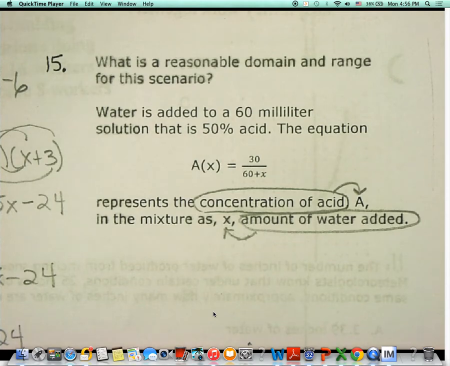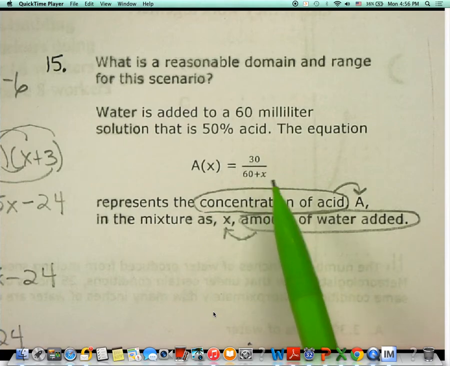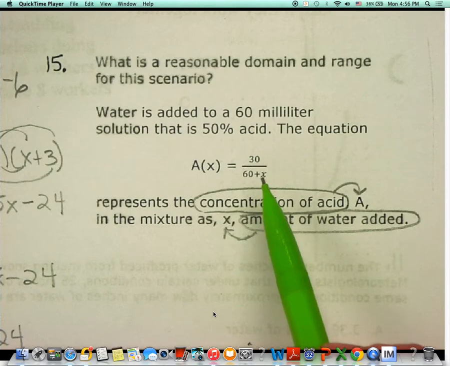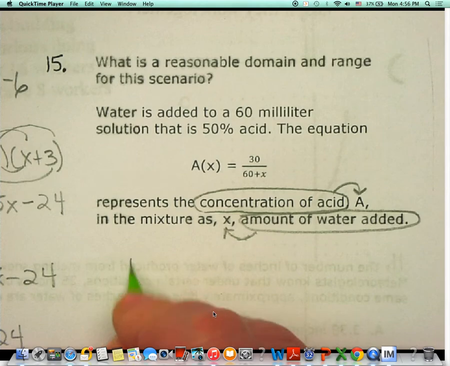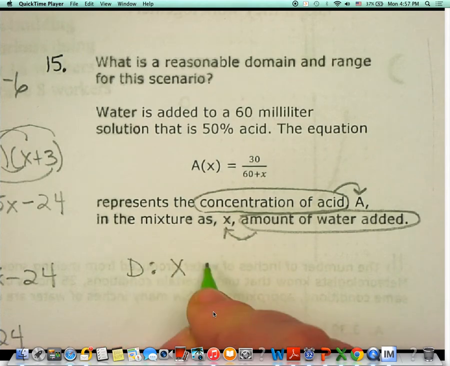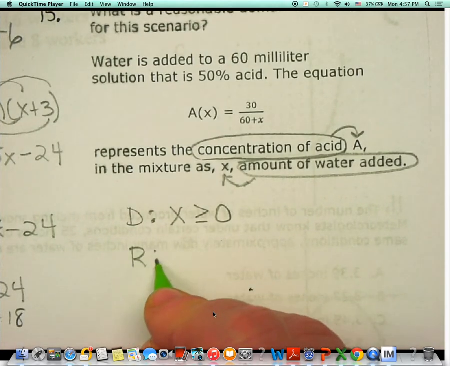Okay, so let's look at x. We're going to see what x can be. So x is the amount of water added. Can't add negative amount of water, so x cannot be negative. We could add 0 amount of water, and we could add anything above 0, like 1, 2, 3, or 50 milliliters, or 1,000 milliliters. Okay, so we're going to say that the domain is x can be anything greater than or equal to 0.